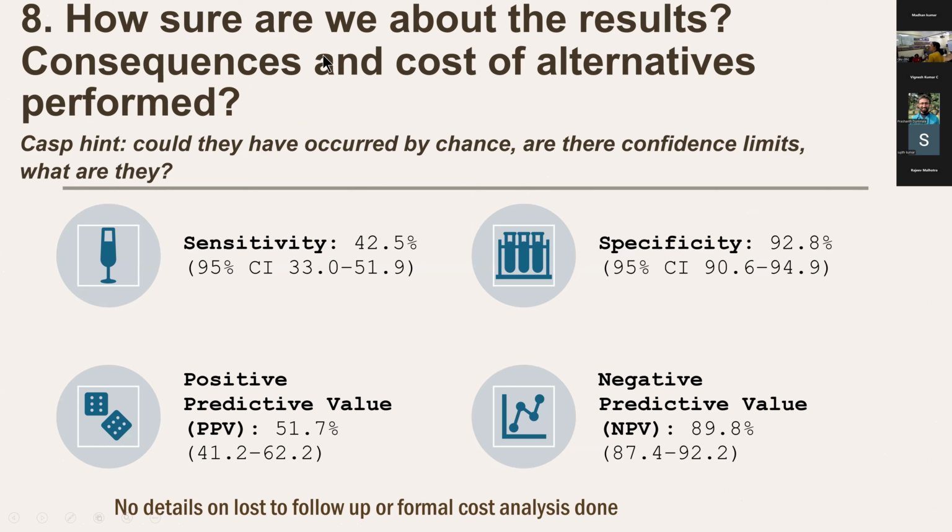So now, how sure are we about the results? Consequences and costs of alternatives performed. So we need to look at the confidence interval. Yes, they gave you sensitivity, specificity, positive predictive value, negative predictive value.